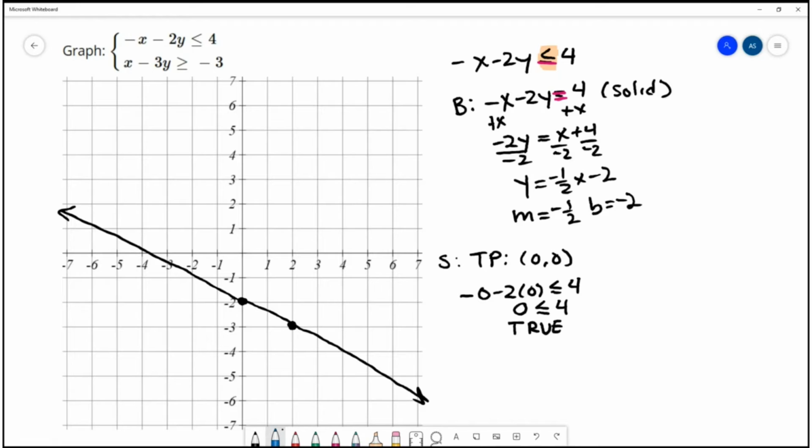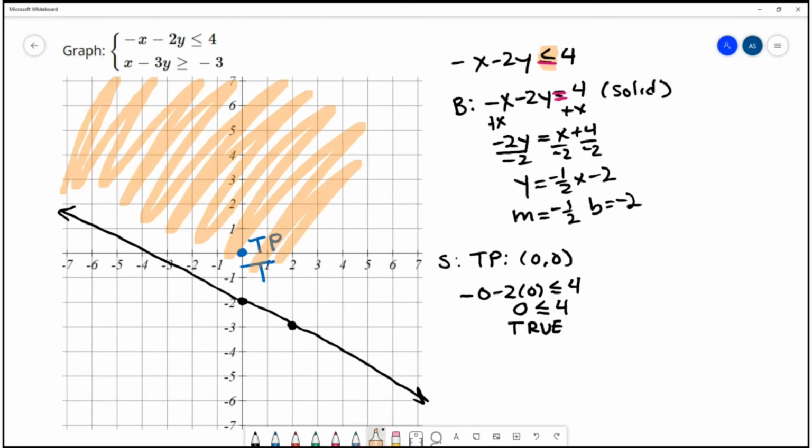So going back to our graph now, here's where our test point was. Our test point is above the graph, and it came out to be true. And since we're looking for solutions to the system of inequalities, we are looking for ordered pairs that make the inequalities true. So we're going to shade the true side. The other side of the line would be false. So if I were to test a point over here, I would get false.